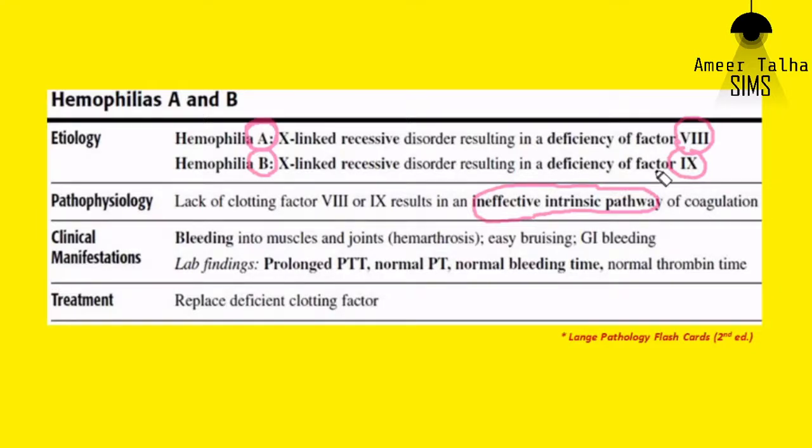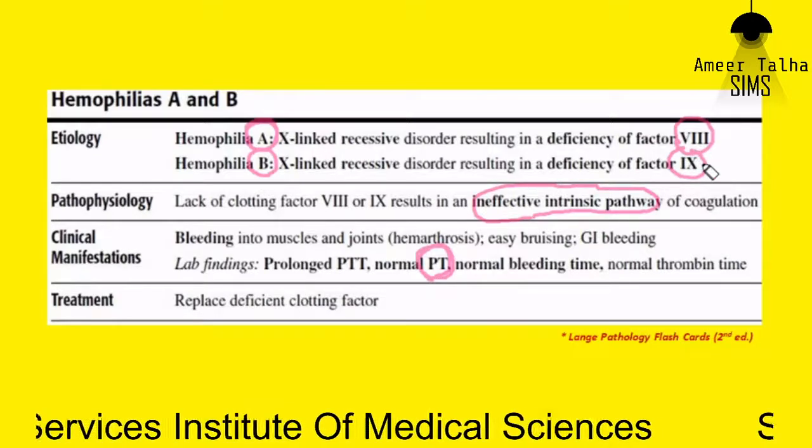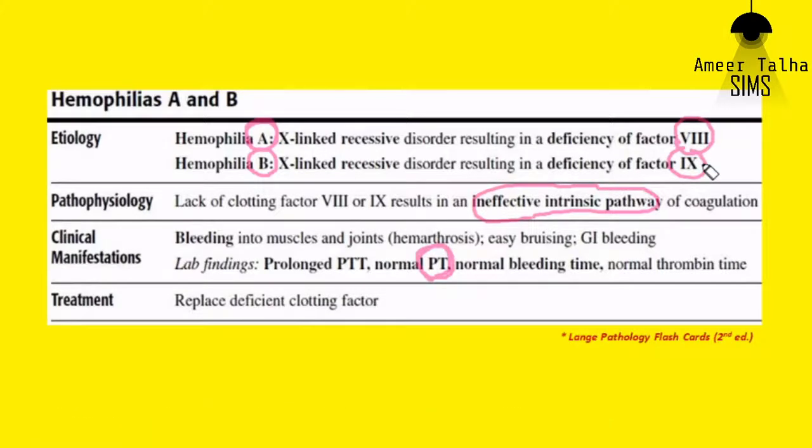Since there is no role of factor 8 or factor 9 in the extrinsic pathway, that is the reason the prothrombin time will remain normal. Prothrombin time indicates the extrinsic pathway. No role of factor 8 in the extrinsic pathway, no role of factor 9 in the extrinsic pathway. So prothrombin time will remain normal.